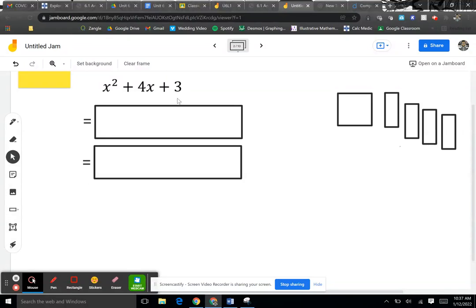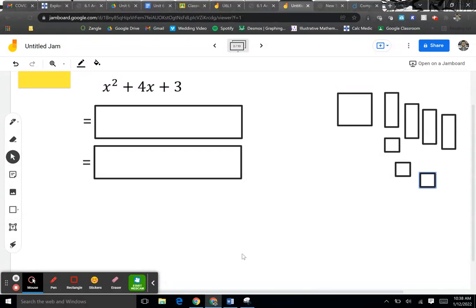And then I also have a plus 3. Well, there's no x in that, so no length of x. These are just lengths of 1, like this length right here. So these are just small little unit squares. They'll look something like this. And I'm going to have 3 of those. So right now I have x squared plus 4x plus 3, and I'm going to try to arrange these all into a square.